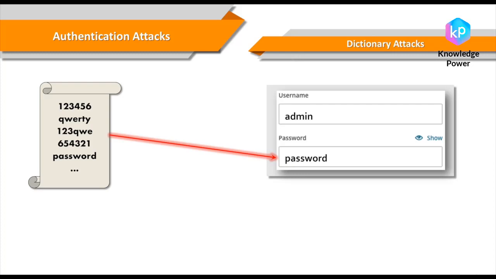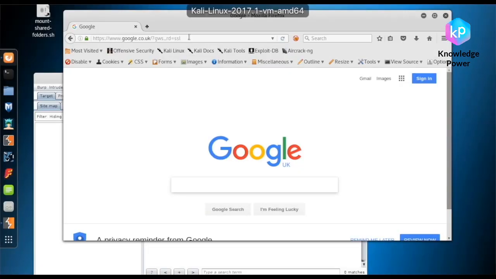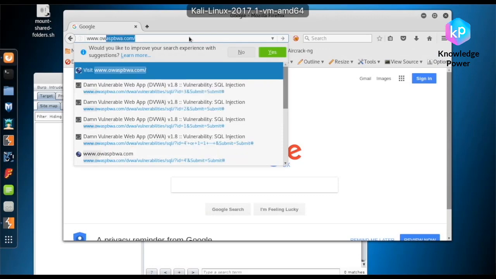There are dictionaries that you can find online which contain the most frequently used passwords. There are a lot of tools that can be used in password cracking, and some of them can also be used in online password cracking attacks. So let's see an online dictionary attack. Here we'll use Burp Suite and Damn Vulnerable Web Applications for this example.